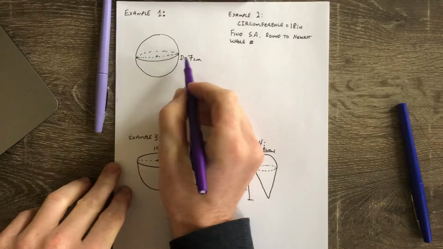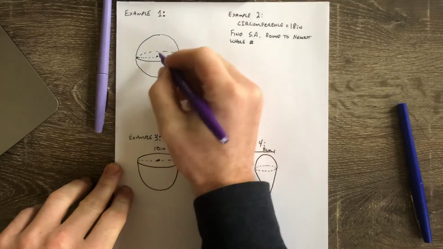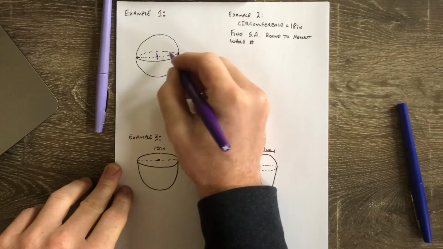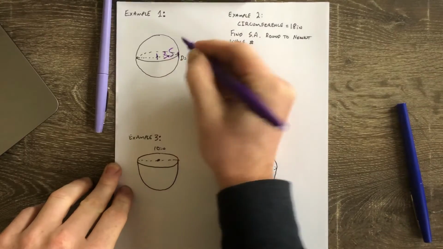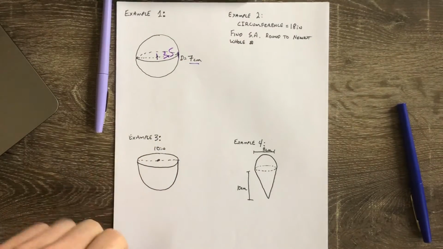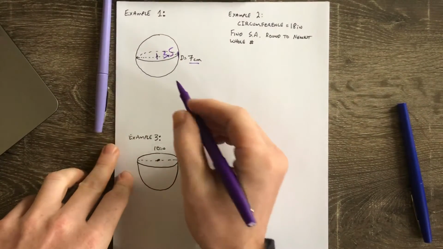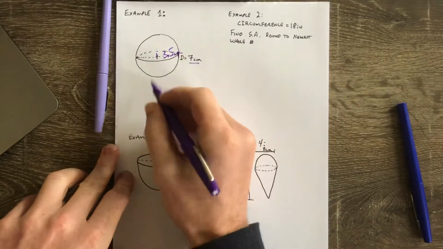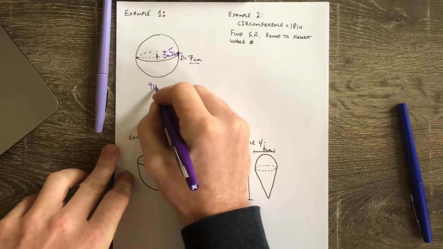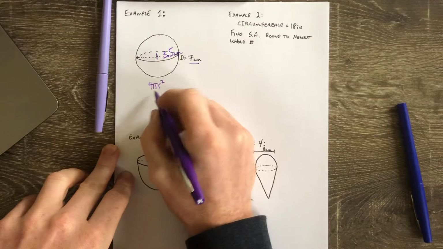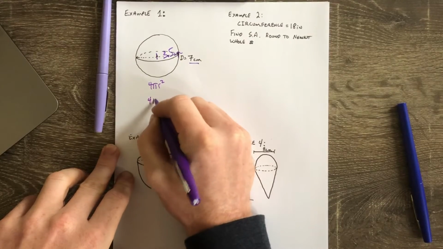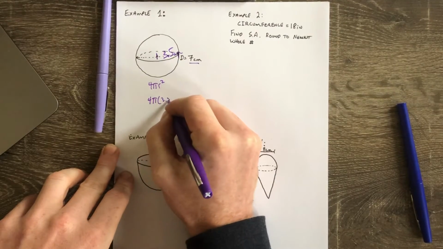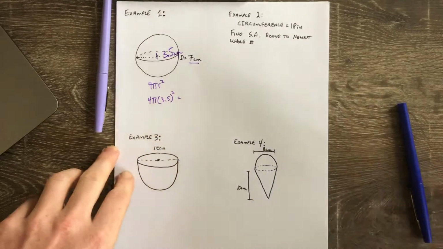In this one, I gave you the diameter is 7 centimeters. So the radius is going to be 3.5 centimeters. A lot of people might try to use 7, but it's actually 3.5 centimeters. Now I just plug into the equation 4 pi r squared. So it's 4 times pi times 3.5 squared. Let's leave this in terms of pi.